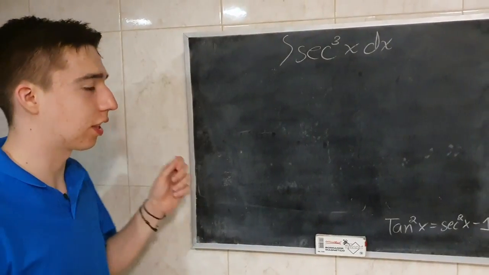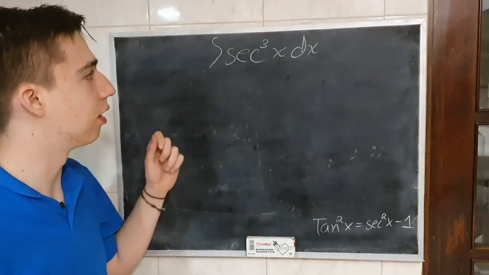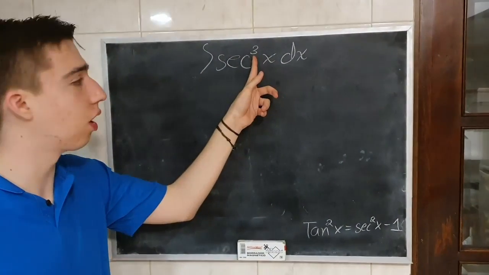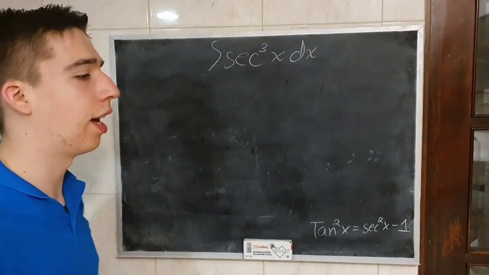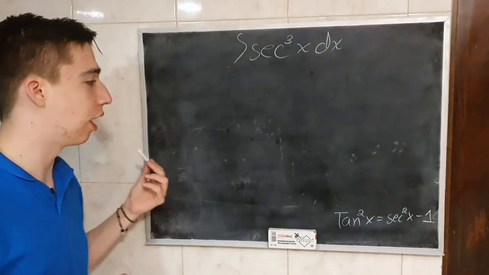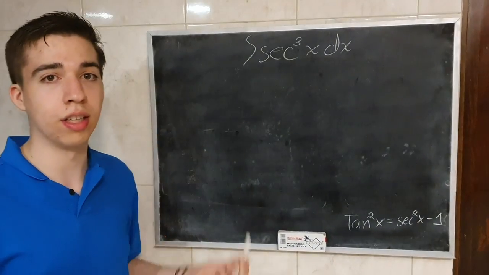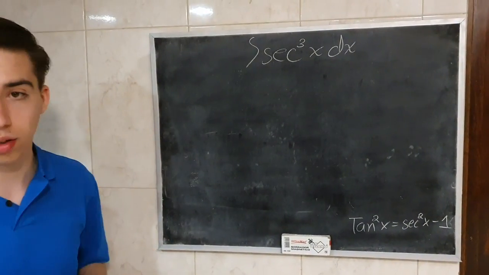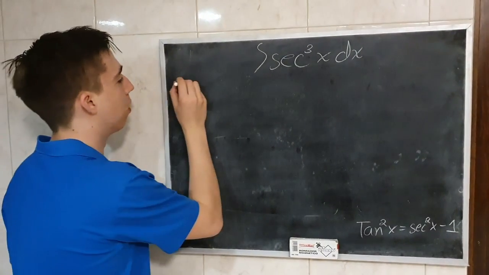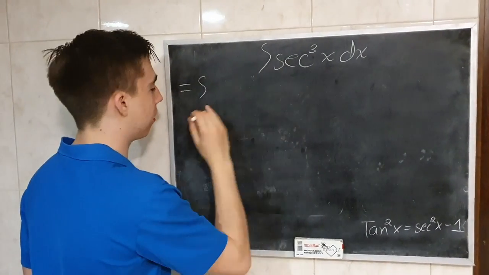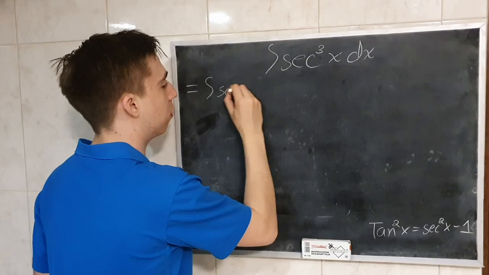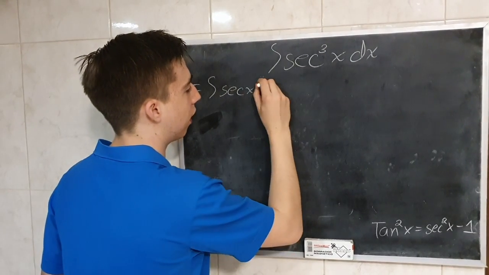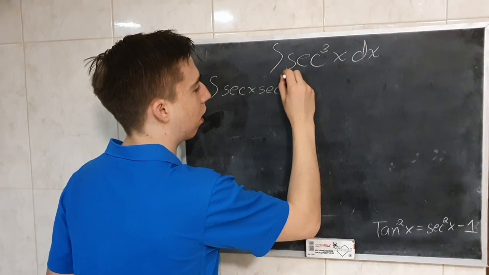Okay, and this is our second example, and this example is different because this is secant with an odd exponent. And if you have an odd exponent, you're gonna have to use the integration by parts to solve the function. So the first step is to split the secant into a normal secant and a secant squared.